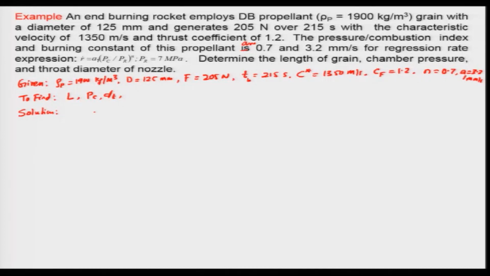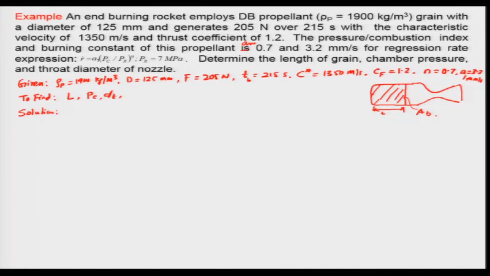So we will have to find out what the length is, and for that, it is an end burning grain. So if you look at this, this is the end burning grain. Therefore, we know this is the length that we will have to find out, and this surface is basically A_B.